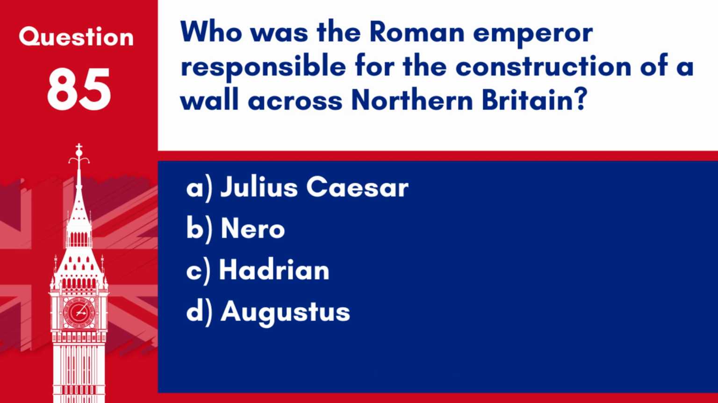Question 85. Who was the Roman emperor responsible for the construction of a wall across northern Britain? A. Julius Caesar. B. Nero. C. Hadrian. D. Augustus. Answer: C. Hadrian. Emperor Hadrian was responsible for the construction of Hadrian's Wall across northern Britain.